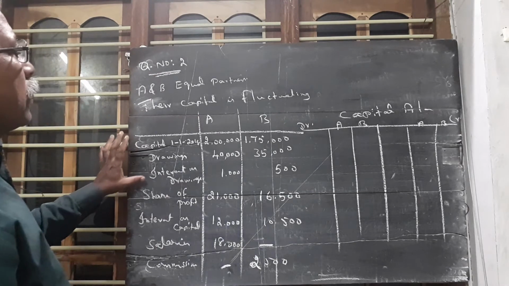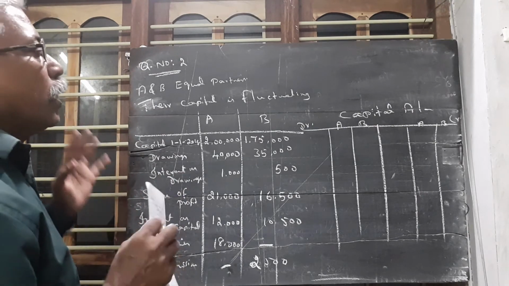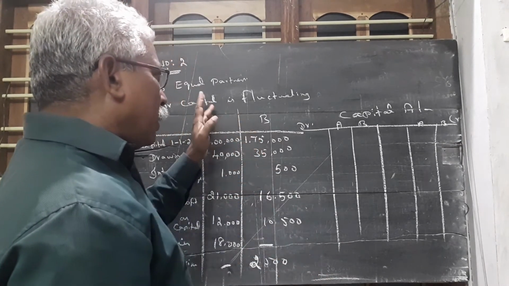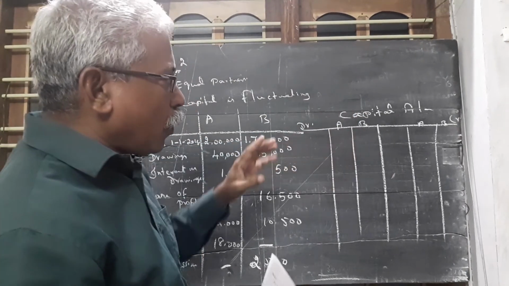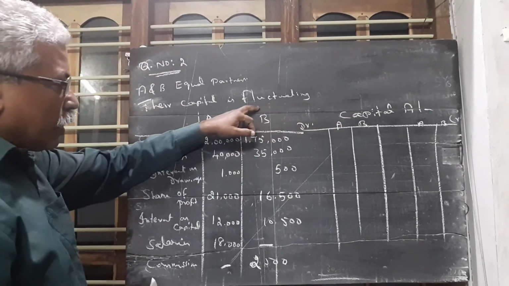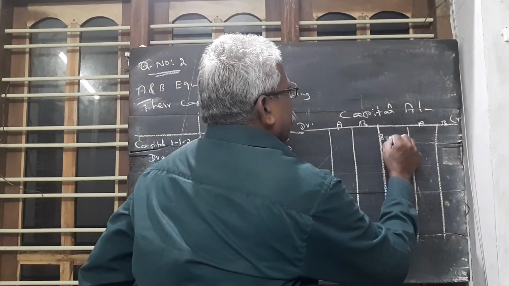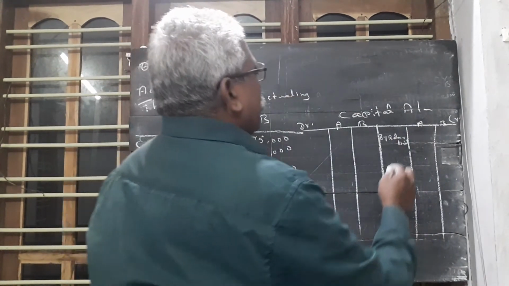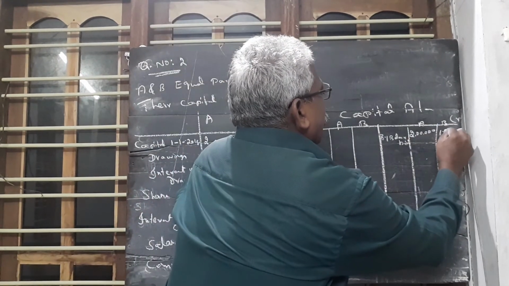But in this question, entire information, entire income as well as expenditure, entire profit as well as losses are entered in the capital account. If the capital is fixed, only the capital amount is entered in the capital account, and all the remaining income and expenditure, profit or loss, is entered in the current account. But if the capital is fluctuating, all the information is entered together. First we write by balance brought down. A's capital is 2 lakh, B's capital is 1,75,000.